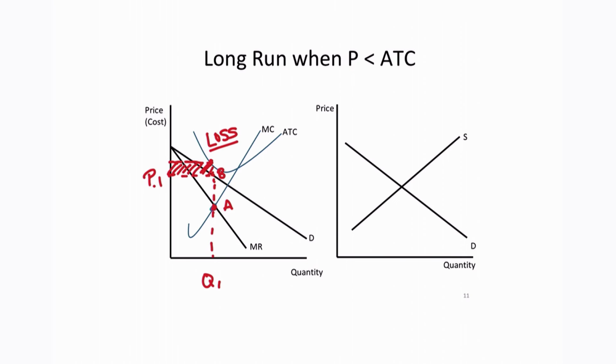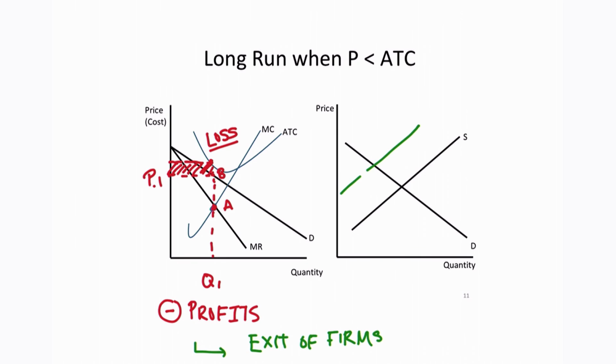So if they're experiencing negative profits in the short run, firms are going to want to exit the market. So we have an exit of firms. As this happens, the supply is going to shift in. And we move from a price such as P1 to a price such as P2. And we have upward pressure on the price.